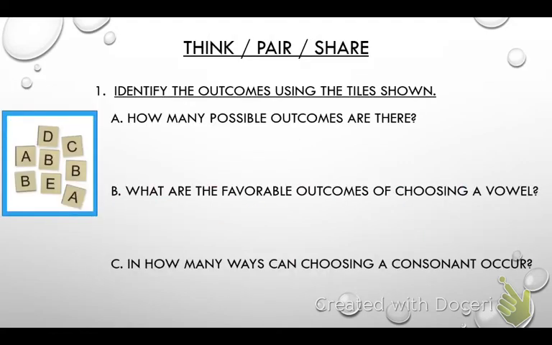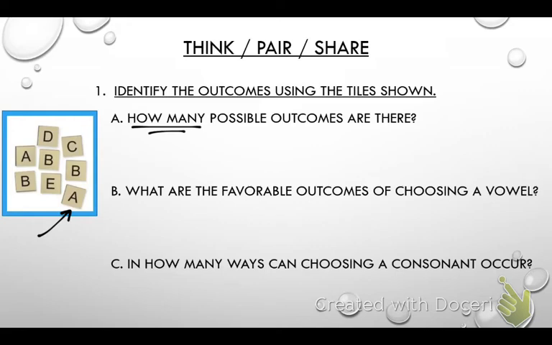Let's just do another example together. Identify the outcomes of using the tiles shown. First question says, how many possible outcomes are there? Everyone underline with your pencil the words how many. That means we're looking for a number. Okay, so I want you to look at your tiles. Unfortunately, I think that the A that you have there on your page got hole punched through. So just know the one through the hole punch is a little A tile.